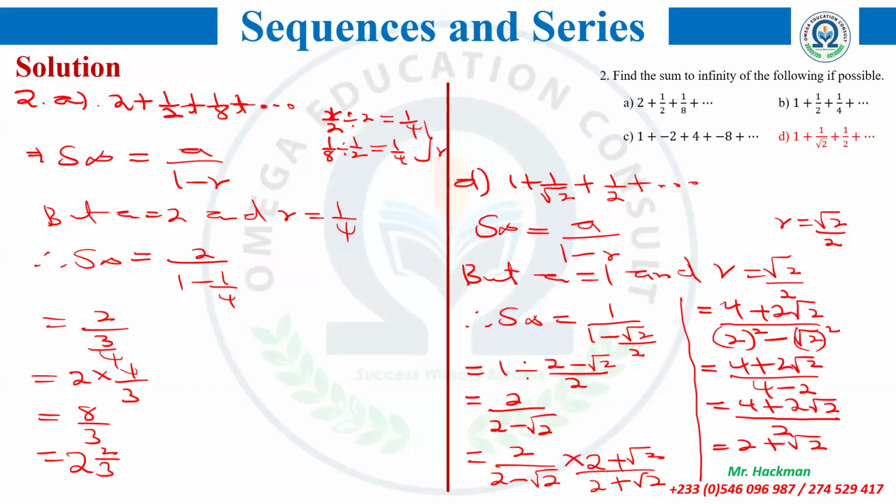As simple as that. Sometimes, if I want to test your concept of rationalizing the denominator, instead of giving you this straight away to rationalize, I can start the question this way. At a point, you will get this and I will know whether you know how to rationalize or not. Any questions at this point? We are still on sum to infinity.